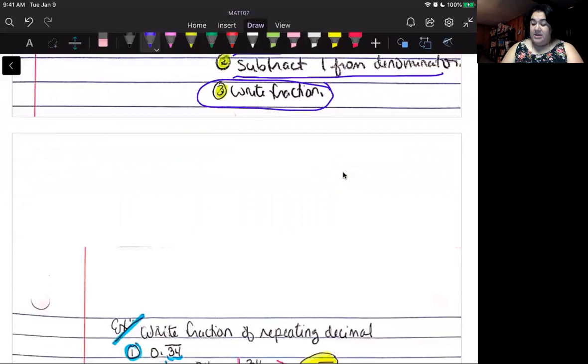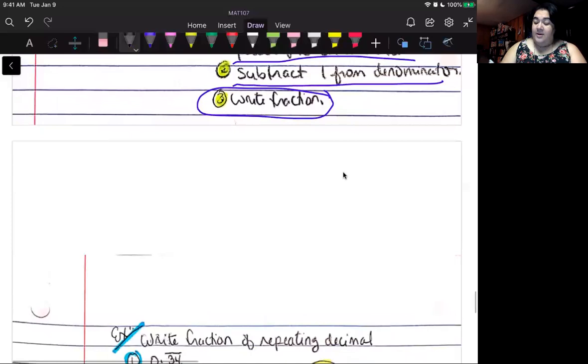So let's say that we have, and I have that example in your notes, but I want to walk you through it here in this blank space, and then we're going to look at it in the notes, okay? Let's say that you have the decimal 0.34, which happens to be a repeating decimal. It goes 3, 4, 3, 4, 3, 4, and so on.